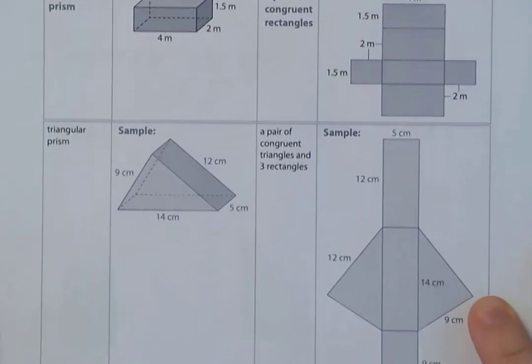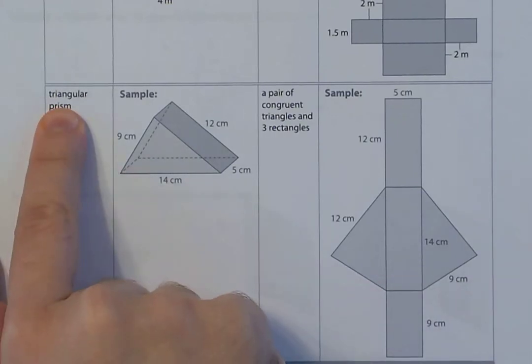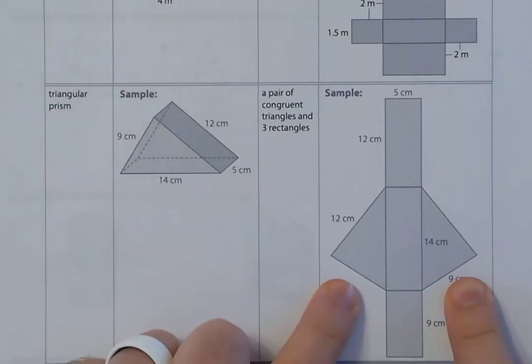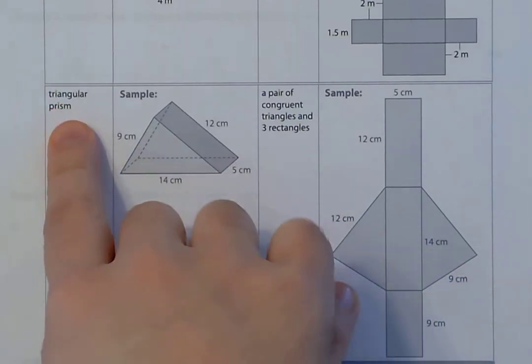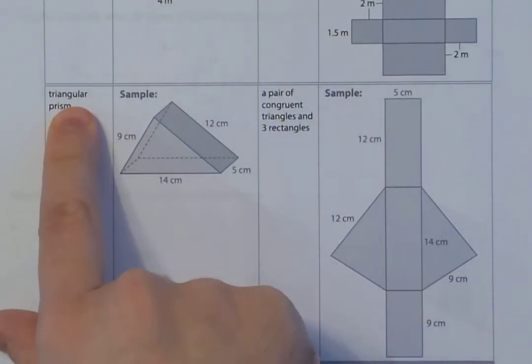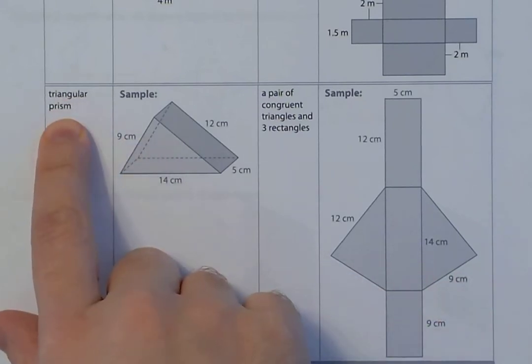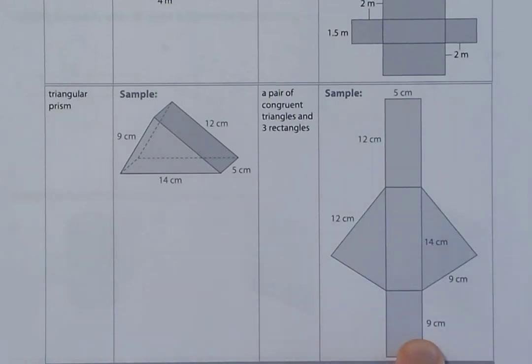The next one is a triangular prism. Triangular prism indicates that I need to have triangle bases, 2 triangular bases, and then prism indicates I need to have rectangular sides. The first name is going to indicate the base. The second part of the name is going to indicate the sides. Prism indicates rectangle sides. First name, whether it's triangular, rectangular, pentagonal, or hexagonal, indicates the base.